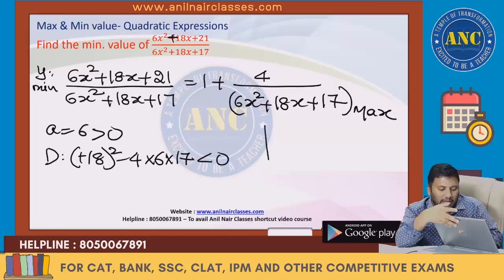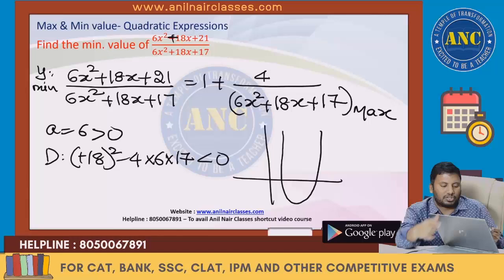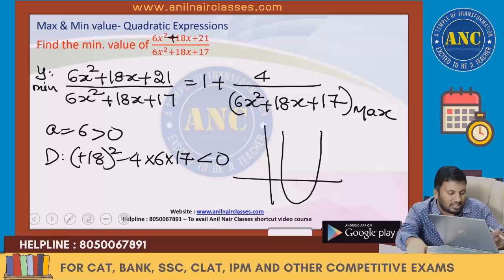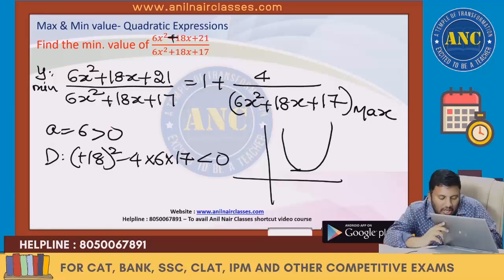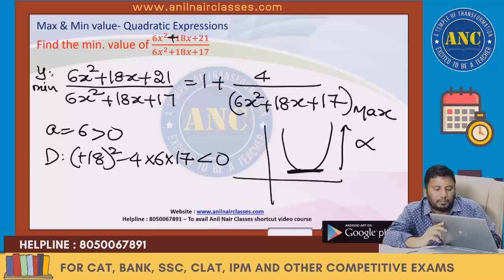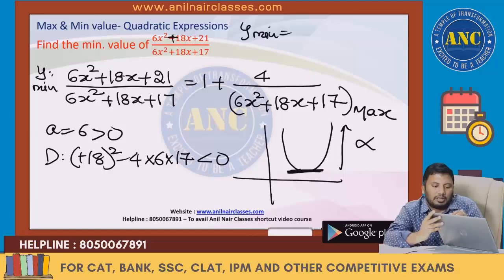A greater than 0, the graph is going upwards. D is less than 0, right? Less than 0 means the graph is going upwards. If the graph is going upwards, I can determine the minimum value. Maximum is shooting up to infinite. So y minimum is nothing but 1 plus 4 by infinite.